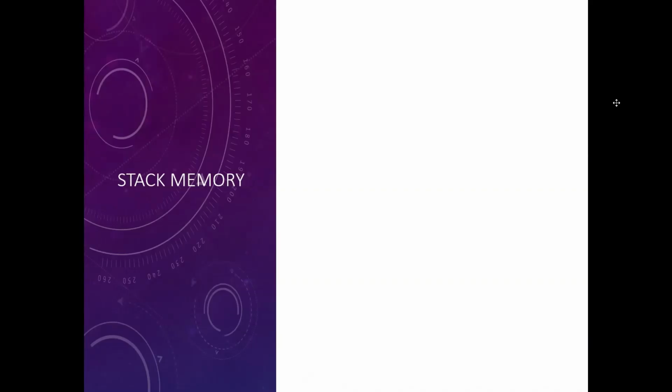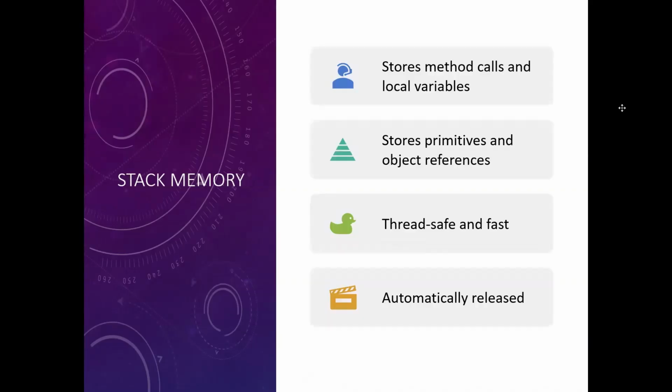Let's talk about stack memory. As I mentioned, you have more than one stack. And a stack is kind of what you think of when you think of a stack. It's a last in, first out kind of data structure, if you will. And this stack stores method calls and local variables. It stores the values of primitives and object references. They do not store the objects themselves.